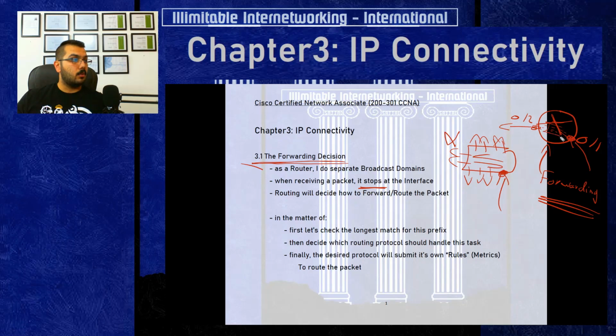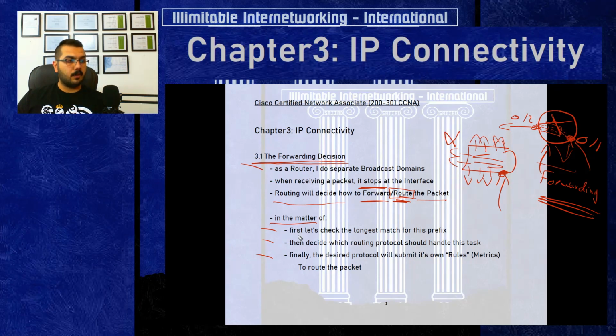Then it will be shown to the engine of the router. It's either to be forwarded to some specific route or some specific destination, or it will be dropped. Okay, so it stops at the interface. Routing will decide how to forward, or how to route. Maybe you can call it a route, but I believe the original English language is called route. Okay, how to route the packet. There are three steps or three concerns that the criteria of forwarding will take.